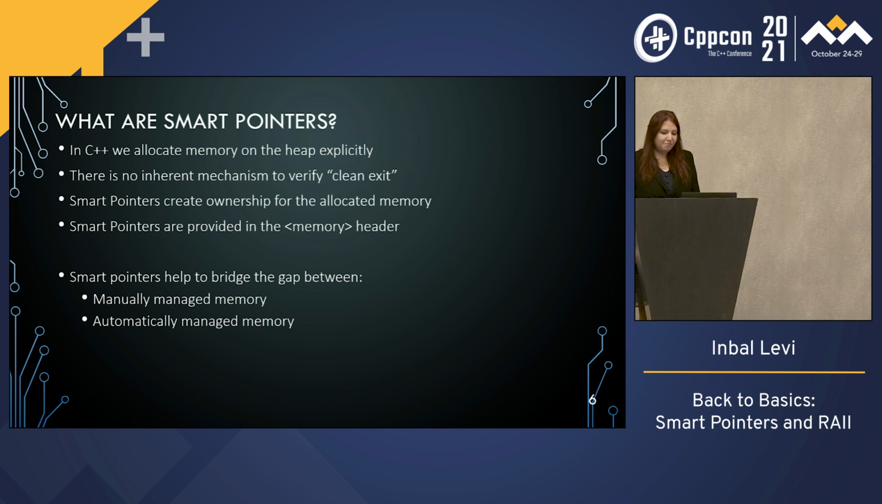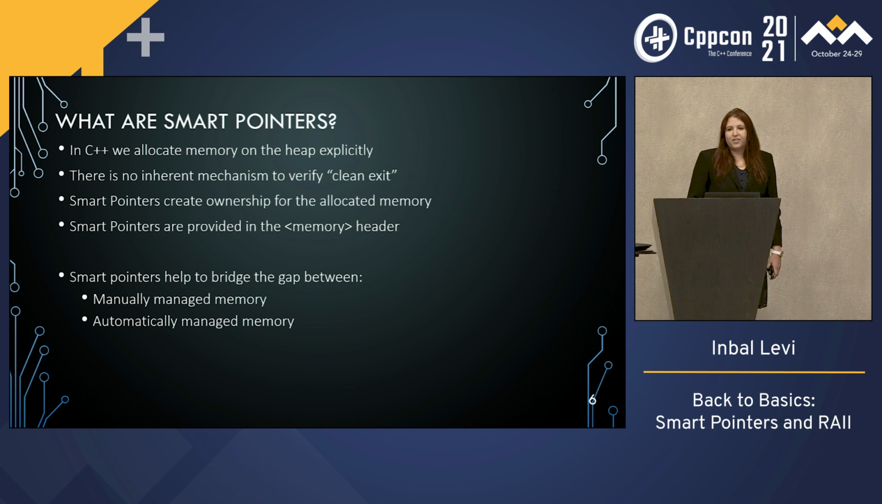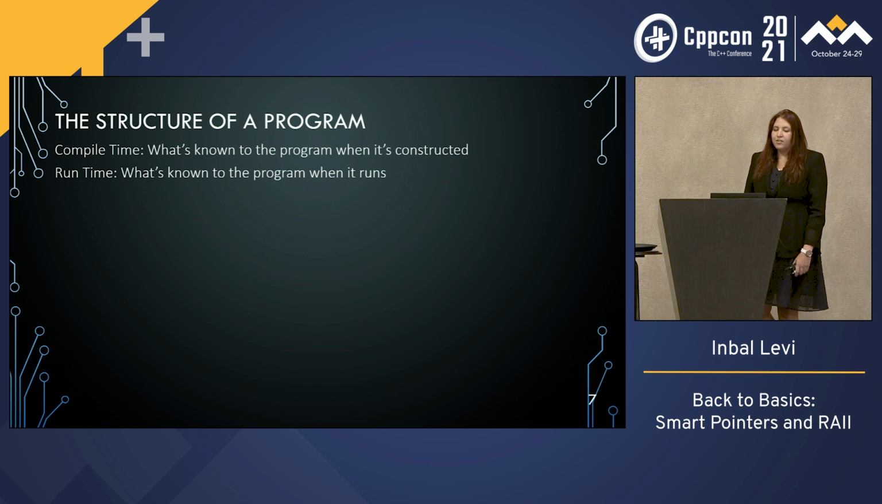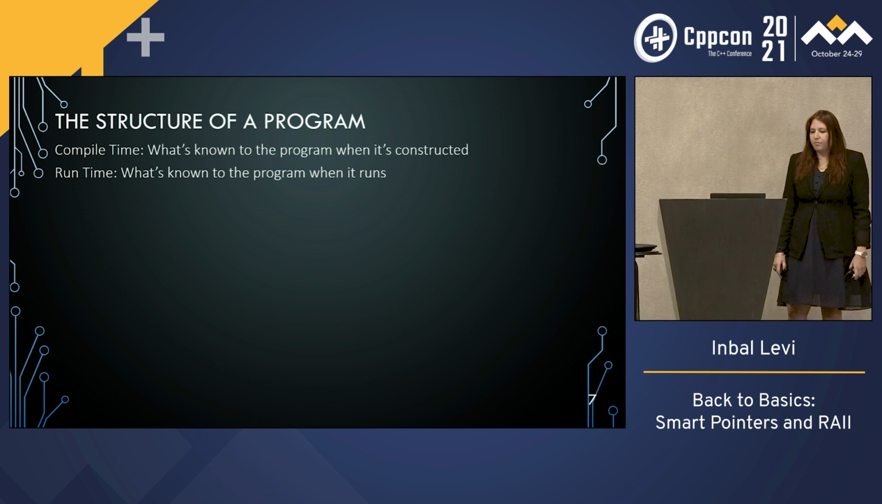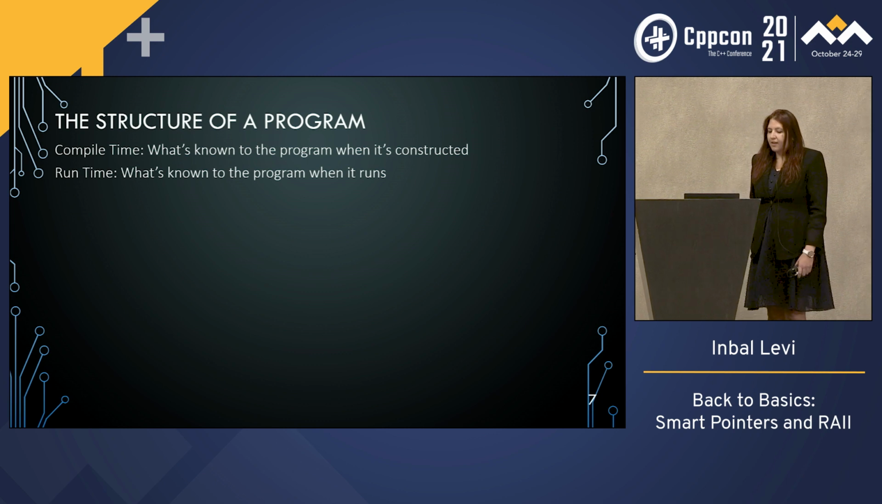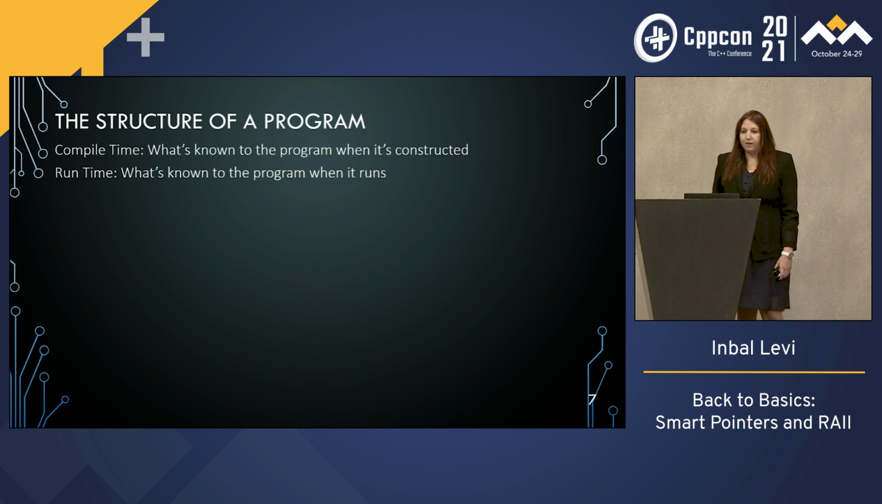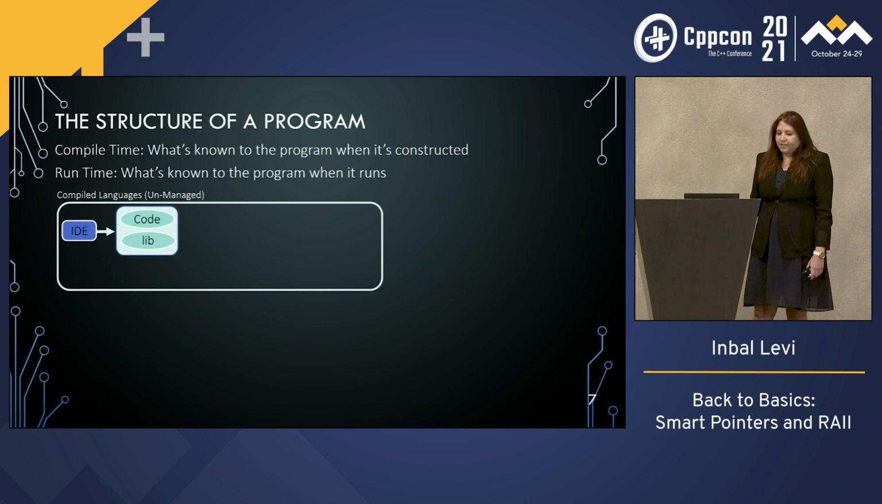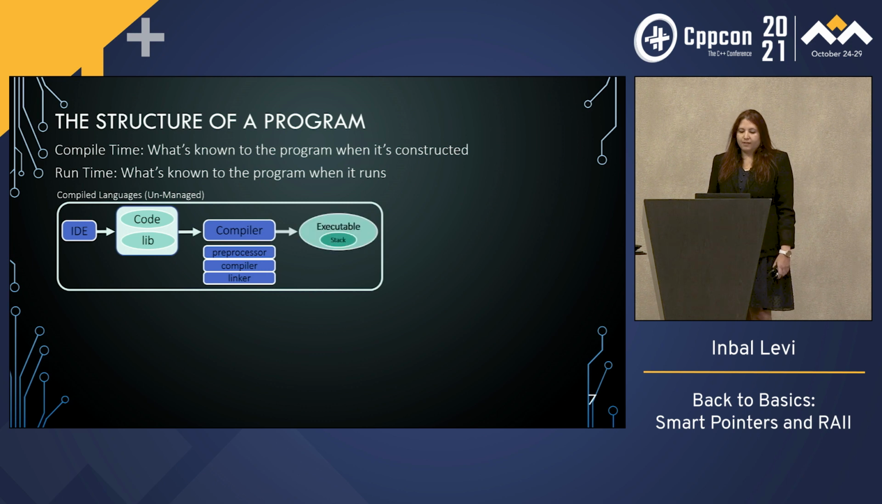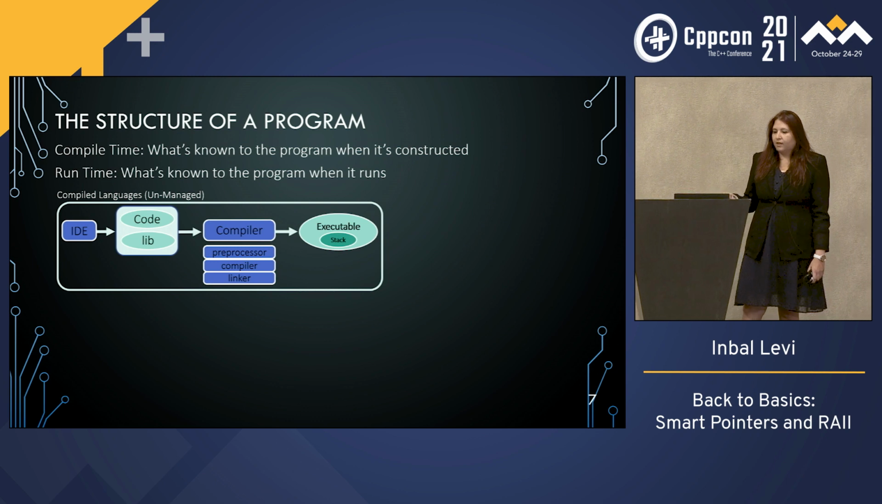So I want to go over something very briefly that most of you probably already know, but I think it really emphasizes that point. So let's first start with two terms. Compile time is what we know about the program when it's constructed. And runtime, what we know about the program when it runs, okay? It doesn't have to be on the same machine. Actually, usually it's not. So I have an IDE, I write a program, I get a library, I give that to the compiler, and I get an executable that already holds the stack allocation.